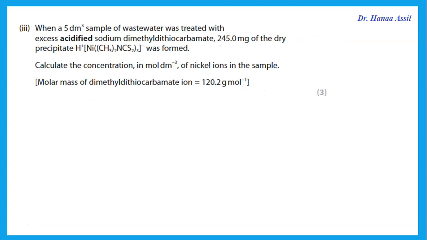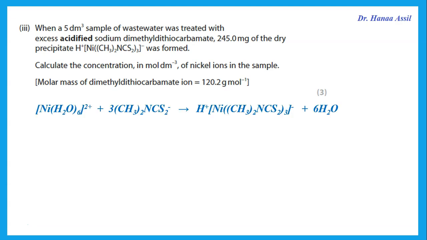When a 5 decimeter cubed sample of wastewater was treated with excess acidified ligand compound, 245 milligram of the precipitate was formed. Calculate the concentration of nickel ions in the sample. So we had this equation. We started with 5 decimeter cubed of the water. We treated it with this acidified ligand to form 245 milligram of the precipitate. Calculate the concentration of nickel ions.